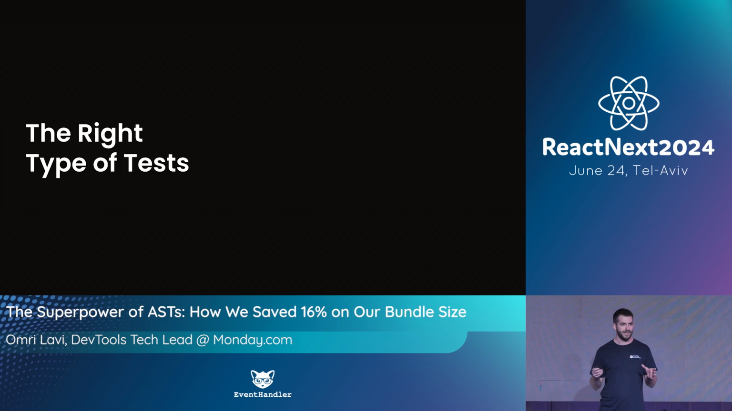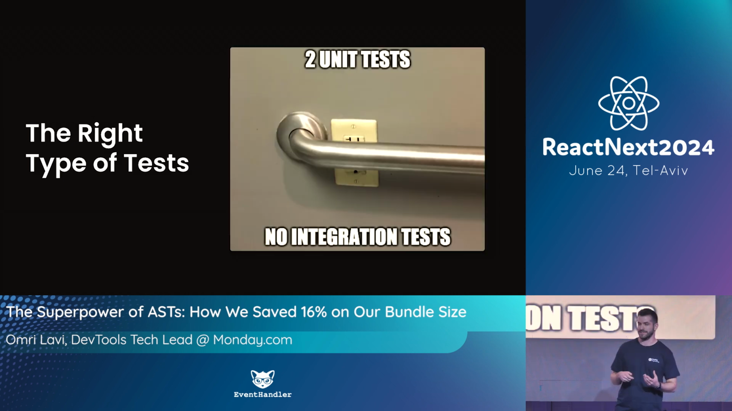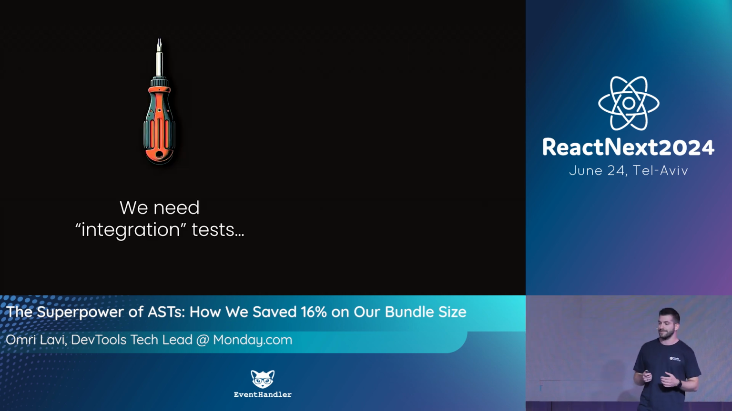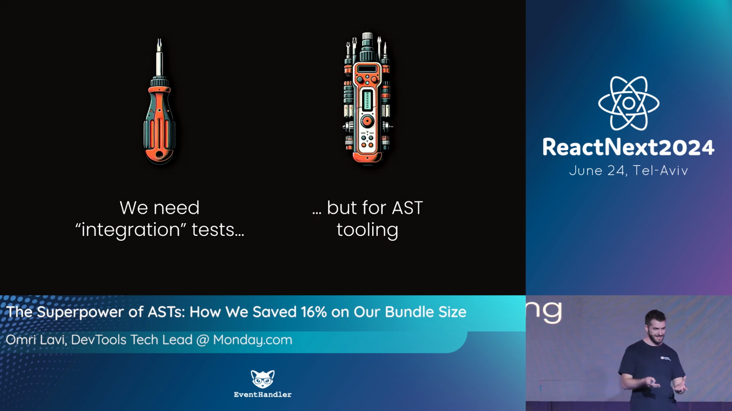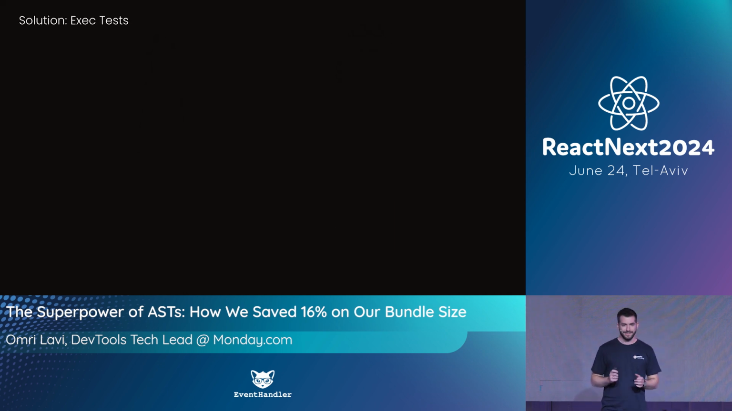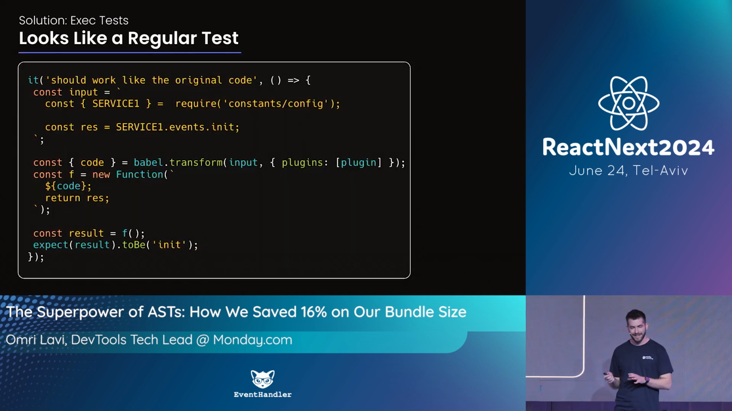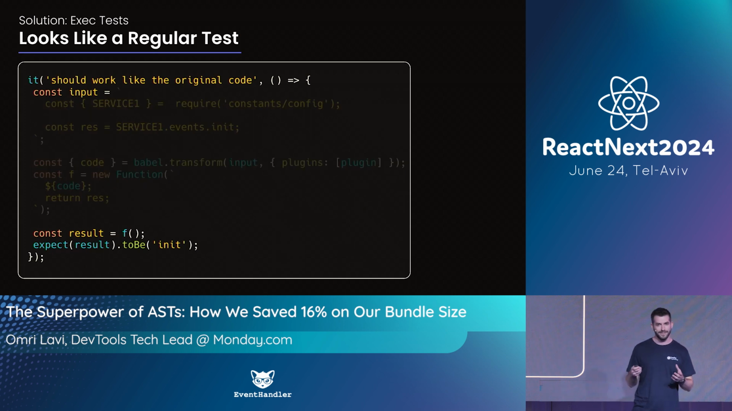So we all agree that we should write tests. I hope we all agree. But we should also think about which types of tests we should write, because writing just unit tests is not enough. We need to have at least integration tests, so we know that all parts are working together and not that each part is working on its own. So this is how we came to learn we need integration tests, but for AST tooling, which has specific requirements. So this is how we came to learn about exec tests that look like this. And it may be scary, but when you look again, you see it looks just like a unit test.